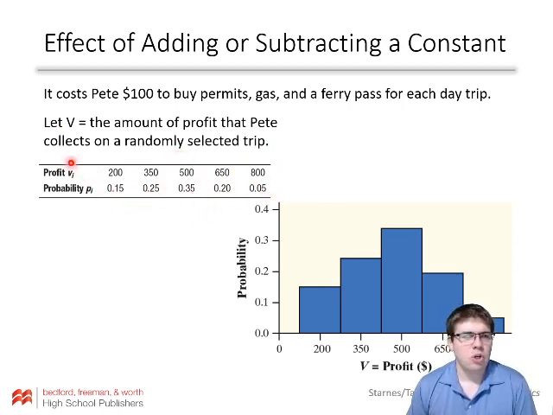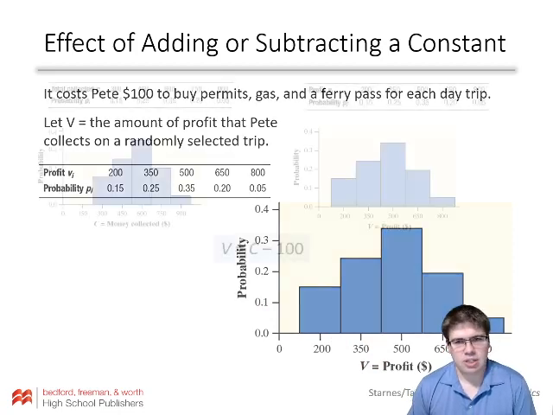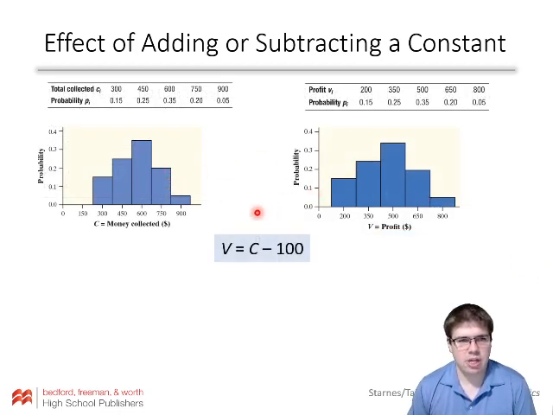Probabilities are the same. Notice that if we graph this, the shape is the same for this distribution. It's just centered at a different spot. Before, our peak was at 600, now it's at 500 because we've subtracted 100. Here's a formula relating those random variables. If C is the random amount collected, we subtract 100 from that, a constant, not a random variable. Subtracting a constant gives us this new variable V.